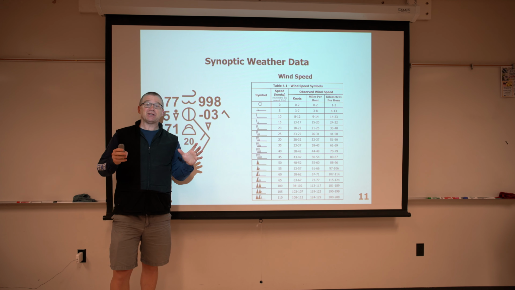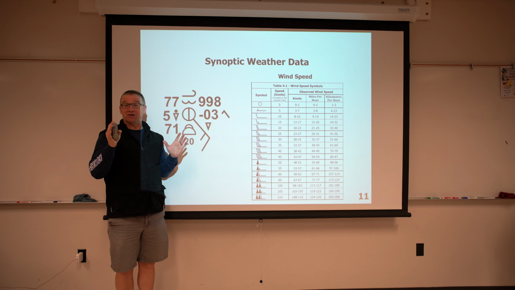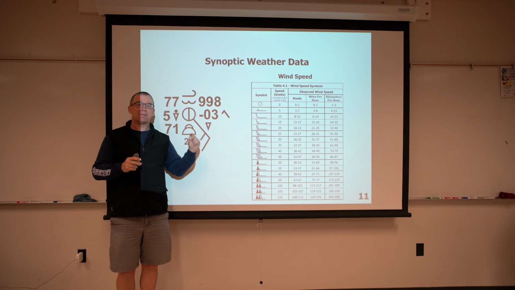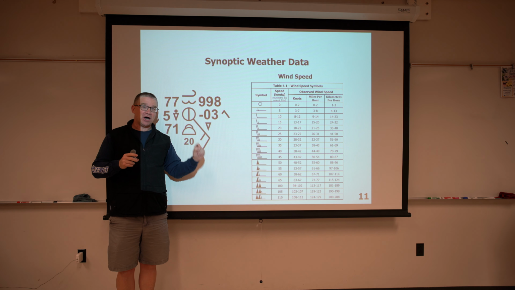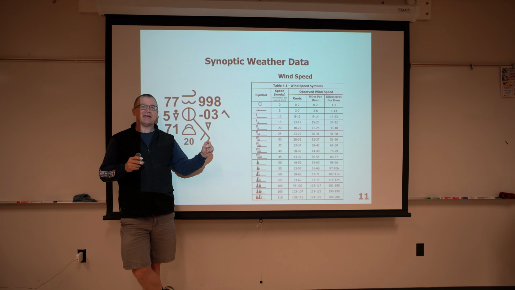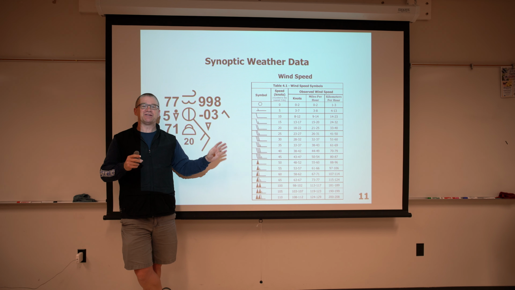Now, generally, I'm going to promote metric stuff for you guys because that's what science is generally done in, the metric system. This is based on knots. So the easiest way to remember this is with knots. Now, a knot is a nautical mile per hour, and 1 knot is 1.15 statute or regular miles per hour. But just know this is done in knots.